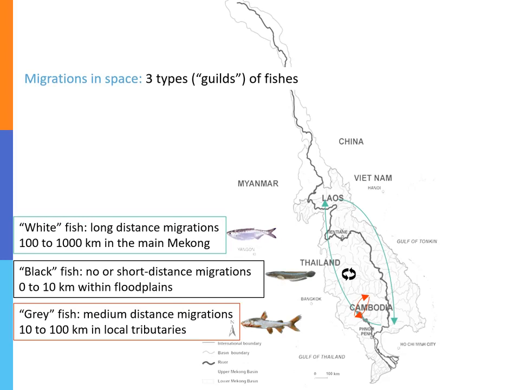Then you have another category of fish nicknamed greyfish, with medium distance migrations. When the floodplain dries up, these fish try to migrate back into local tributaries like Stung Sen, Stung Chinit, Stung Sangke, and spend the dry season in these tributaries. And then you have a third group of whitefish, very silvery, like trey riel, like Henicorhynchus, and these fish undertake long-distance migrations between 100 and 1,000 kilometers in the main Mekong.